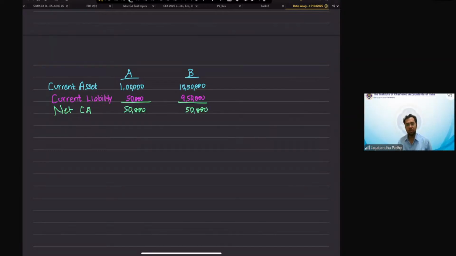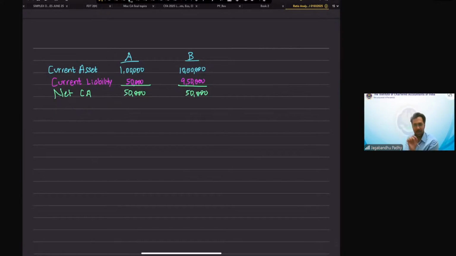Now tell me, which of these two companies do you feel is more capable of paying their current liabilities? Because net current assets is the same for both of them. Net current assets is the same, which is 50,000. Now, which of these two companies is more capable?